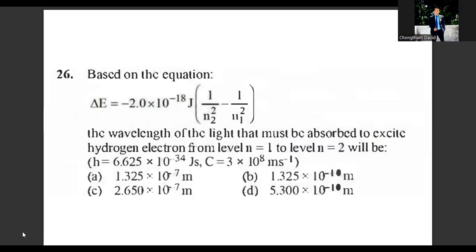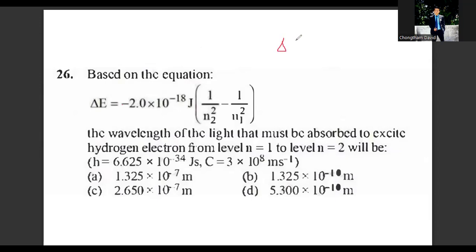Let us see question number 26. Based on the equation given here, which is from the Rydberg formula, the wavelength of the light that must be absorbed to excite the hydrogen from level 1 to level 2 will be given by, with your Planck constant and the value of speed of light c. This should be small c, okay?